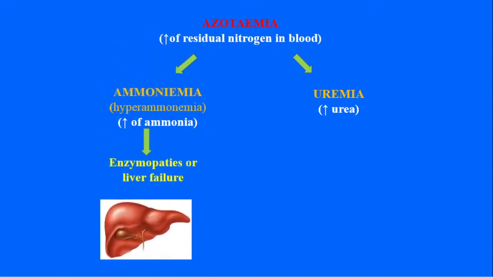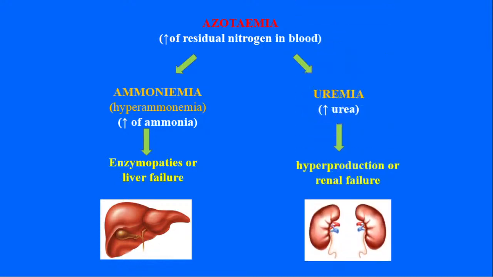Pay attention that there are two absolutely different reasons leading to uremia and ammoniemia. Ammoniemia results from absence of urea formation, and this can be due to the lack of enzymes of the urea cycle, enzymopathies, or liver damage, liver insufficiency, when our factory, the only one that can synthesize urea in our body, this is the liver, so liver failure will be manifested as ammoniemia.